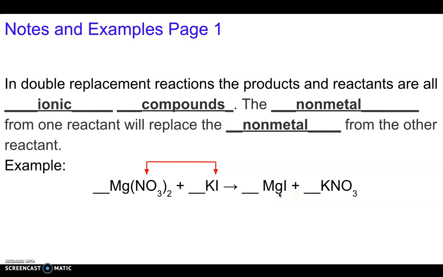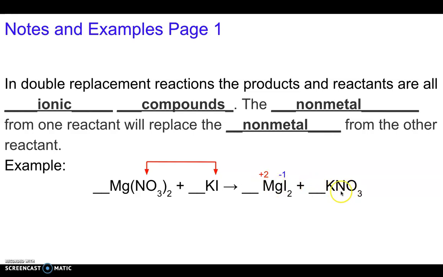Magnesium, if you look on the periodic table, it's got 2 valence electrons. That means it's got a charge of +2. Iodine has 7 valence electrons. It means it has a charge of -1. So then if I were to balance this, I would need 2 iodine atoms to balance out that +2 charge.